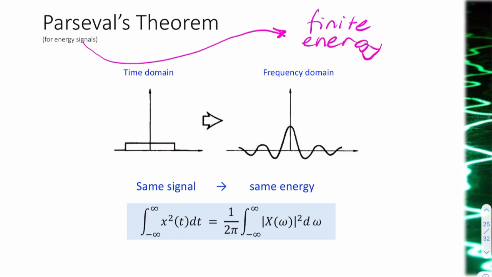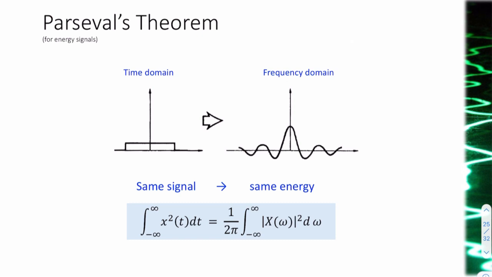Okay, so a signal like a cosine or a sine with infinite energy, that doesn't apply. We're talking only about signals with finite energy. And basically, what Parseval said is that you can measure the energy of a signal in the time domain or in the frequency domain, and it'll be exactly the same. So the energy of a signal is the integral of the signal squared over all time.